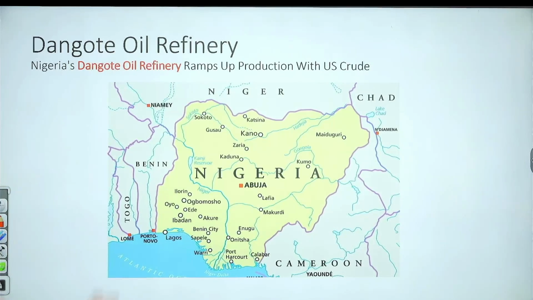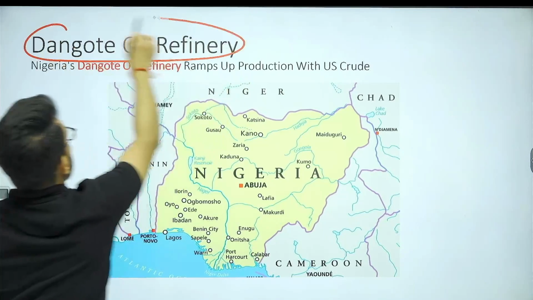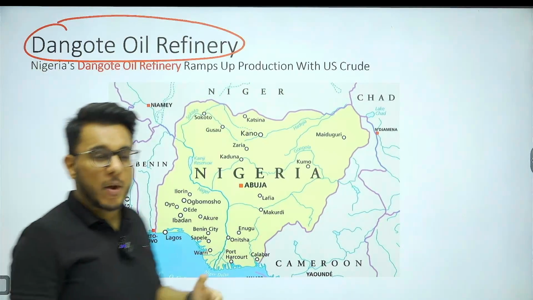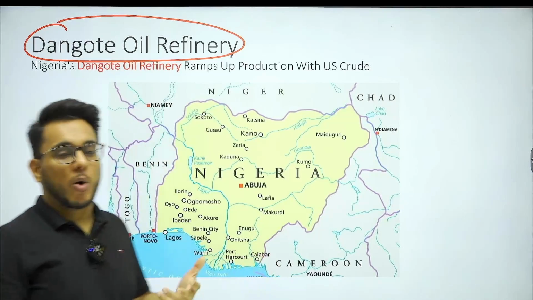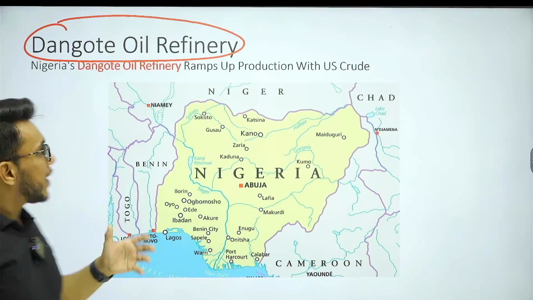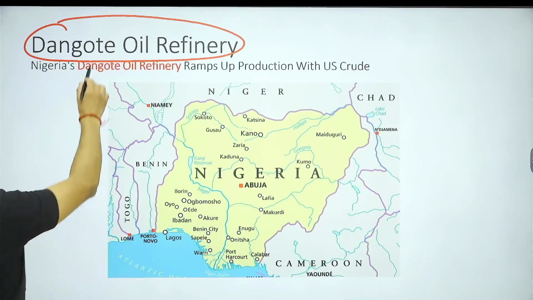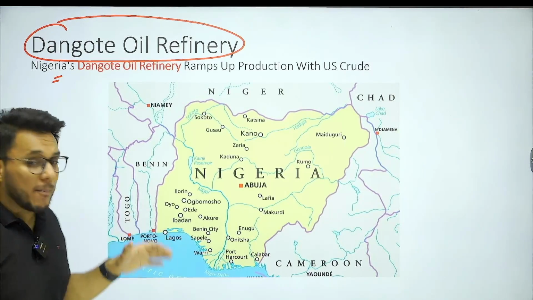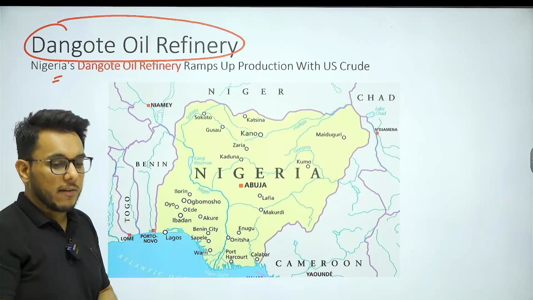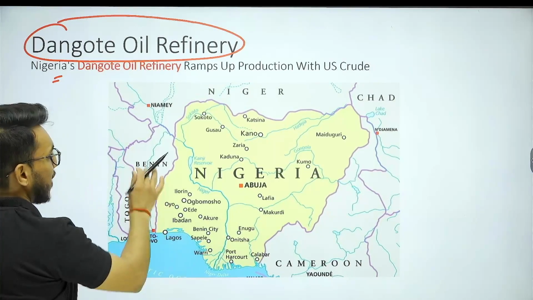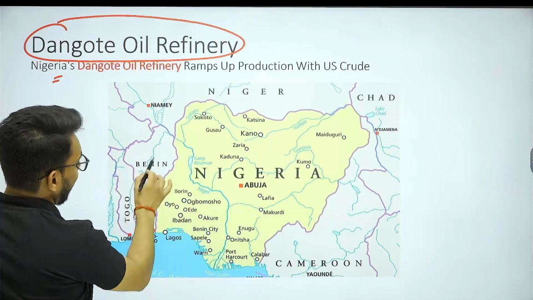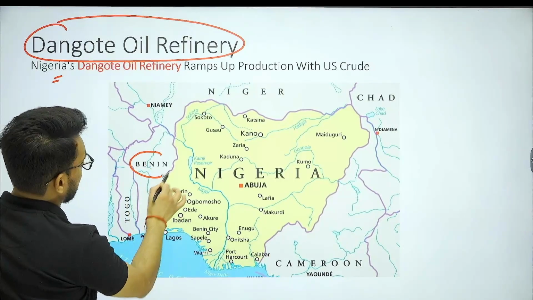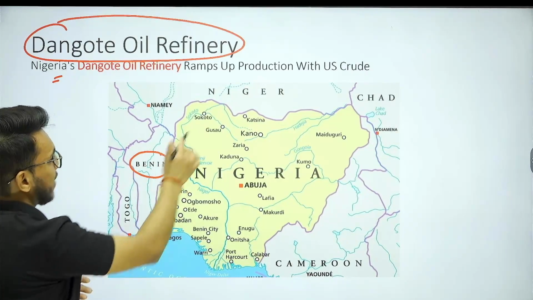Okay, Dangote oil refinery. So Dangote oil refinery was in news. Why? Because of the crude oil production. Now Dangote oil refinery is in Nigeria. So important neighboring countries of Nigeria we will be seeing here. Now, when we talk about Nigeria, first we have here Benin. Then we have Niger.